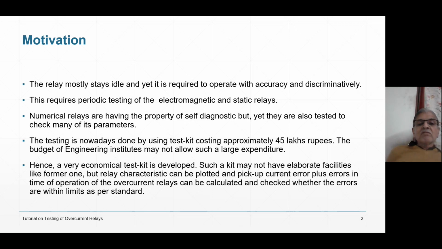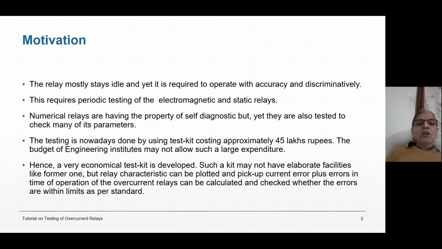So for testing, people are using test kits. Test kits are being manufactured by all renowned relay manufacturers. Earlier, people were manufacturing analog testing kit, say English Electric, or now they are telling Schneider. They are manufacturing for overcurrent relays test kit type CFB. We had purchased once upon a time in 45,000 rupees, but now it is about 2 lakhs of rupees.